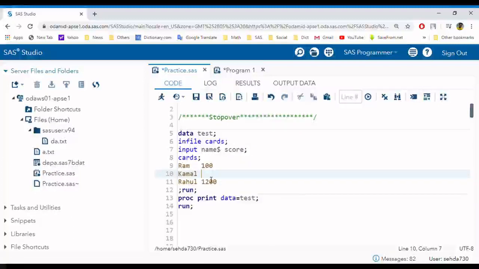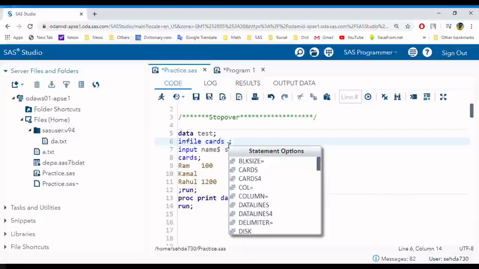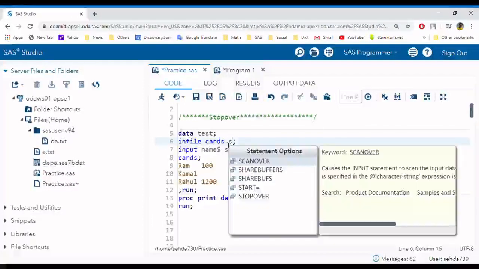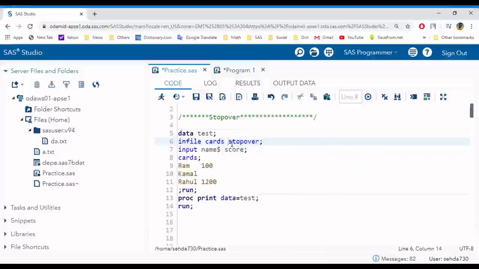To overcome this, SAS gave us the stopover option. If you write stopover here, then it will force SAS, if there is some discrepancy in the data and it is changing the default behavior of reading the data, to highlight that something went wrong. Okay, let's see what will happen.